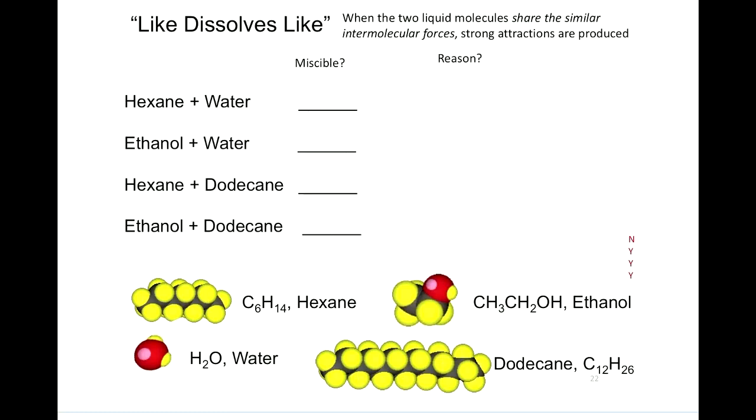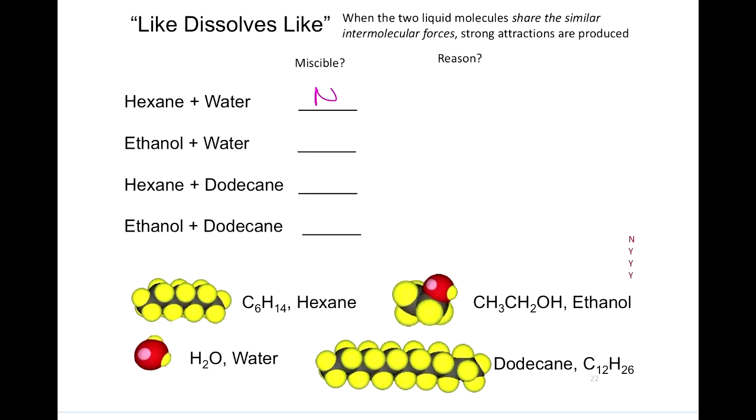When looking at structures, it's fine to just think of like dissolves like. That's a good way to generally understand what IMFs are occurring here. So I have a bunch of stuff and their structures here. If you squint your eyes and think, okay, like dissolves like, you'll be fine here. All right, hexane and water, do they mix? No, they don't mix.